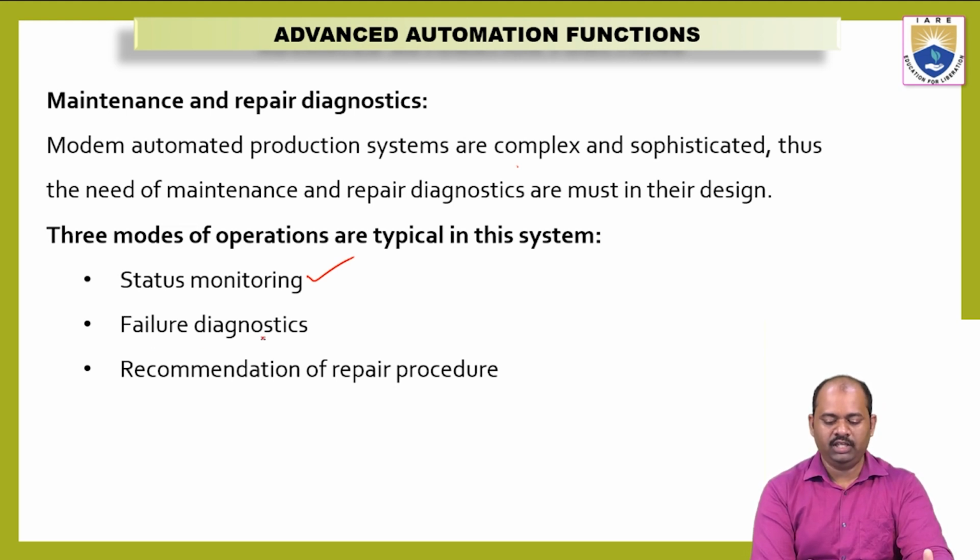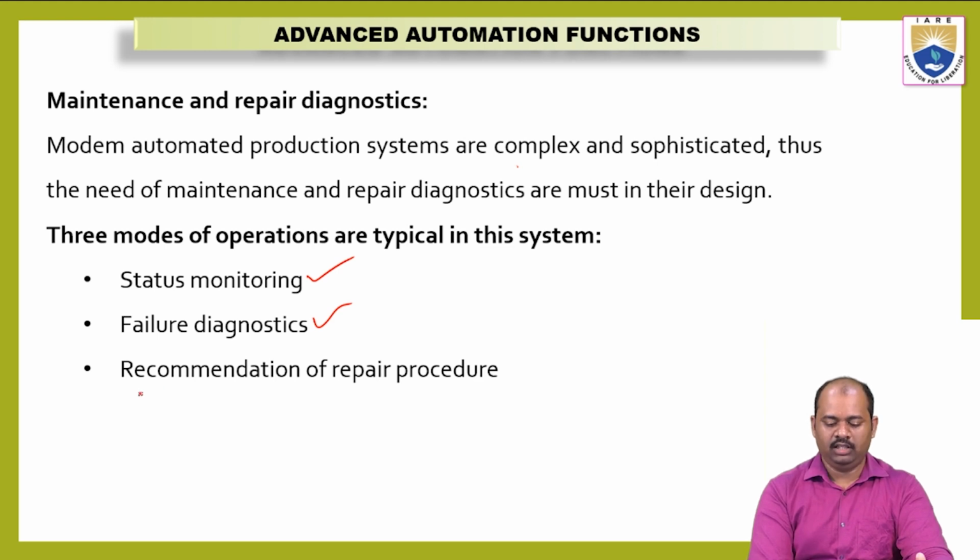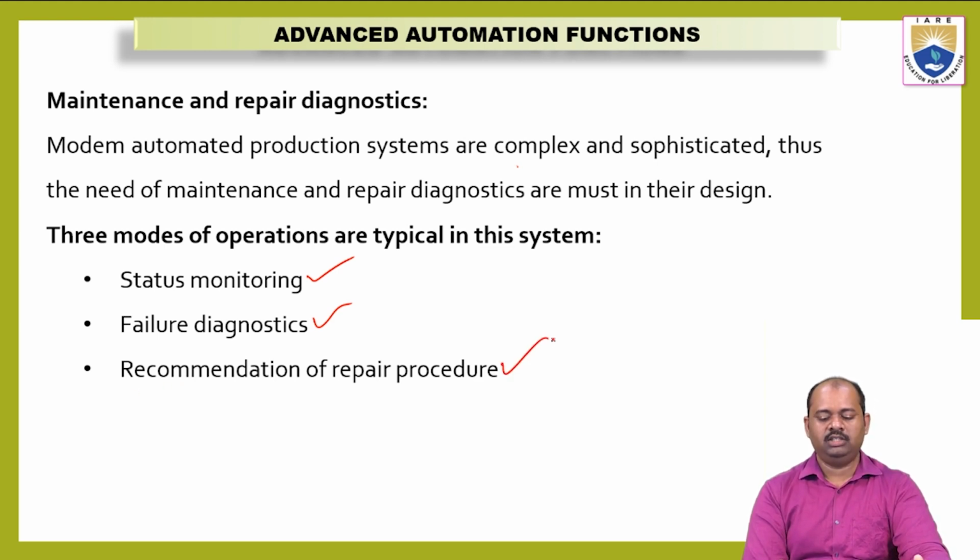And then the second one is failure diagnostics. Whenever there is a failure in the system, that report should be sent to the central processing module, where the required action will be taken. And then the third one is recommendations of repair procedures. Some advanced manufacturing systems will give recommendations also.